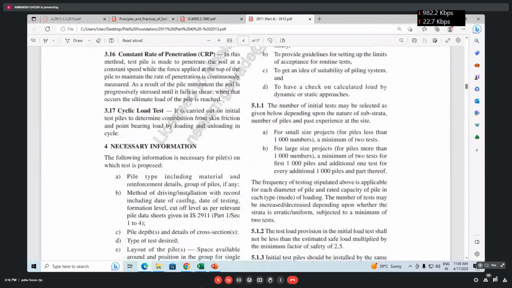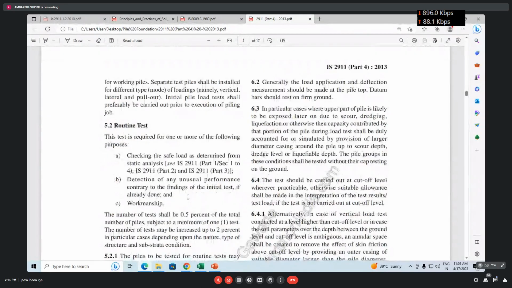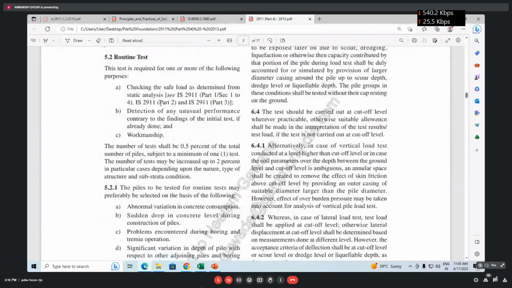Whereas the routine pile load test will be subjected to 1.5 times the design load, and these piles are part of the foundation. Clear? So where we are conducting the routine test, where we are conducting the initial pile load test, and what is their objective.